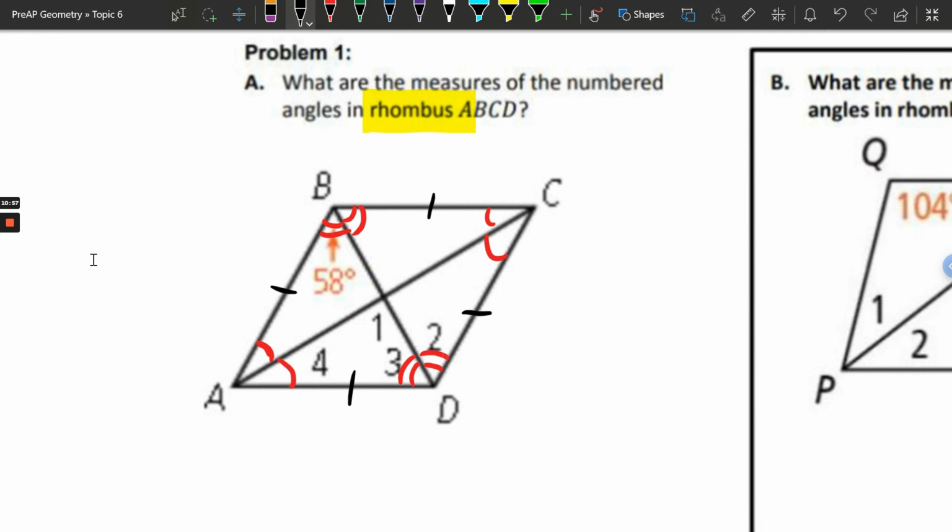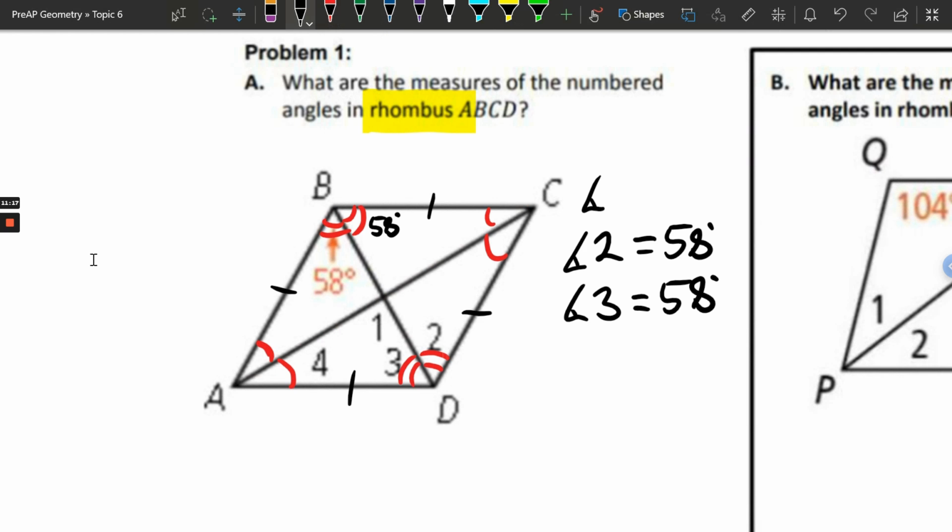And with that, we already get our first answer. Since both of these angles at B are 58 degrees, then I know that angle 2 is 58 degrees, and so is angle 3. And that's just from drawing on the rhombus. Okay, so all you have to do is draw, and you'll see what relationships pop out.